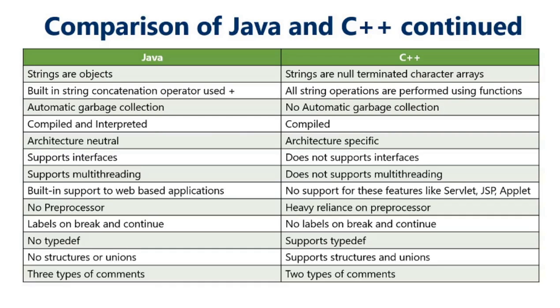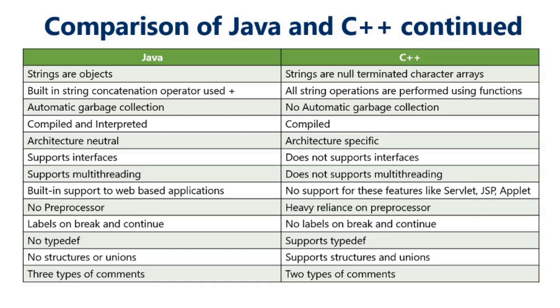C++ supports typedef for creating new types. That is not there in Java. Typedef is not supported in Java. Structures and unions, this concept is also not there in Java, whereas C++ has the concept of structures and unions. And Java has 3 types of comments. C++ only has 2 types of comments.